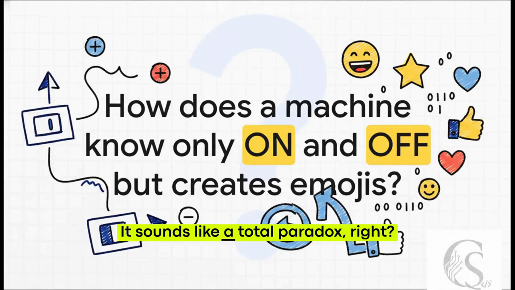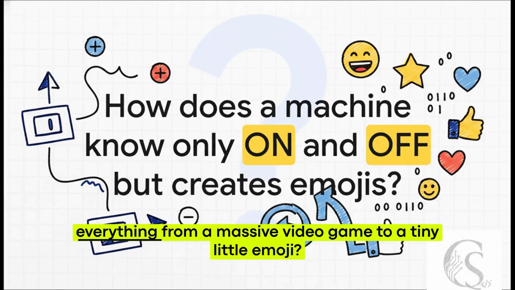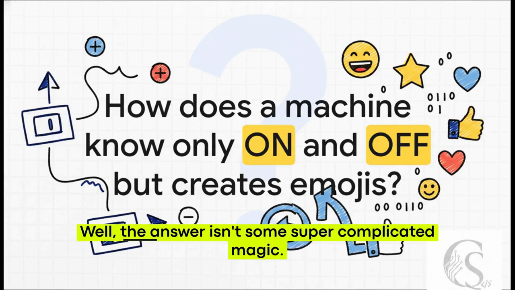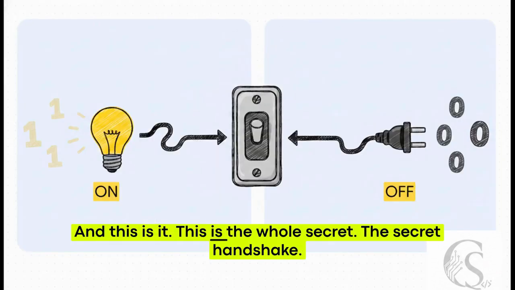It sounds like a total paradox, right? How can a machine that basically just knows on and off create everything from a massive video game to a tiny little emoji? Well, the answer isn't some super complicated magic. It's actually a beautifully simple act of translation. And this is it. This is the whole secret.